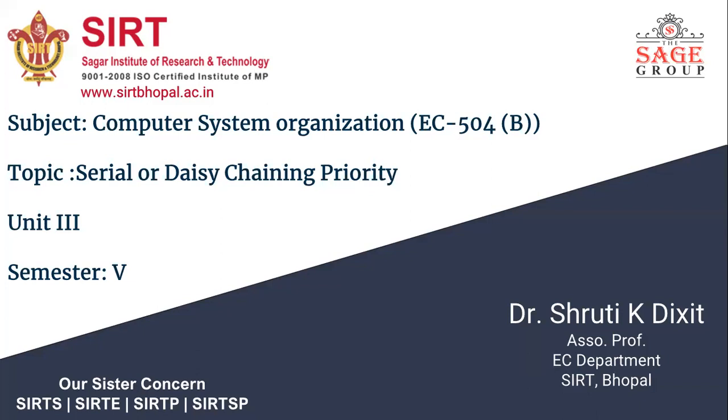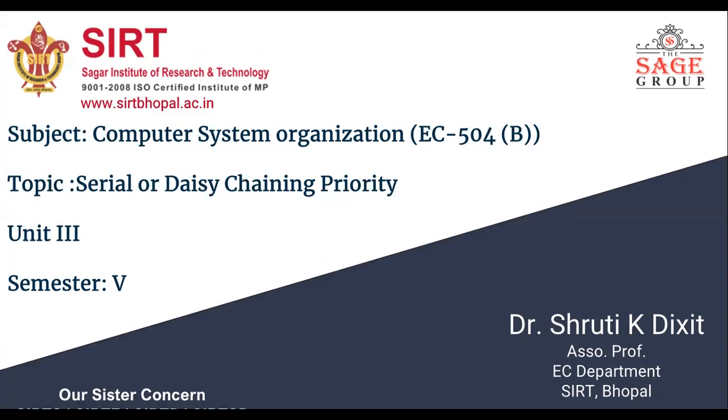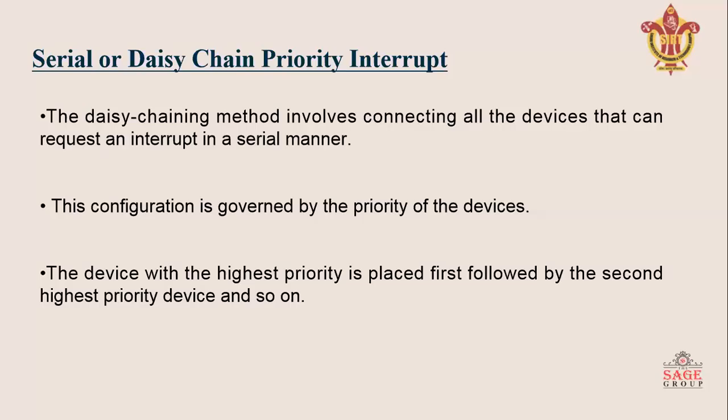Today, our topic of discussion is serial or daisy chaining method, priority or interrupt initiated input-output method. This is the topic from the subject Computer System Organization having code EC-50, Unit 3, Semester 5th, under the RGPV syllabus. Interrupt initiated method is also known as serial or daisy chain priority method. As we have seen, this topic is under the main heading, modes of transfer.